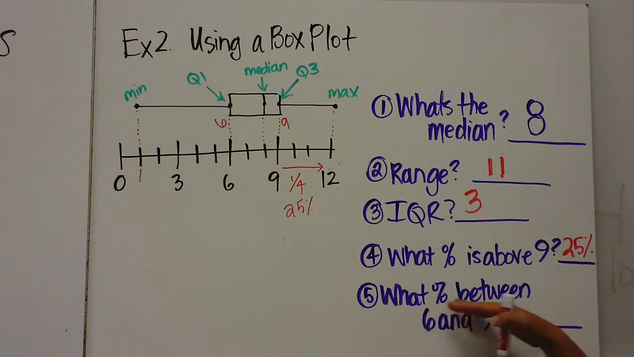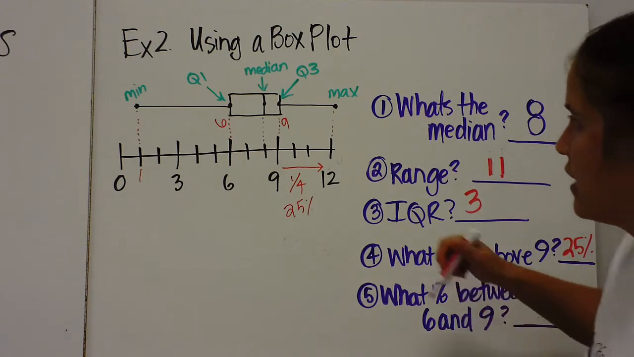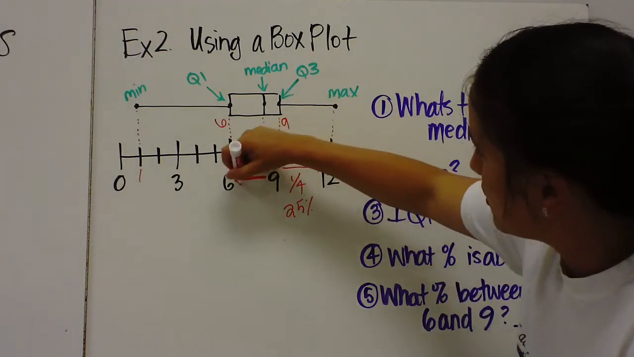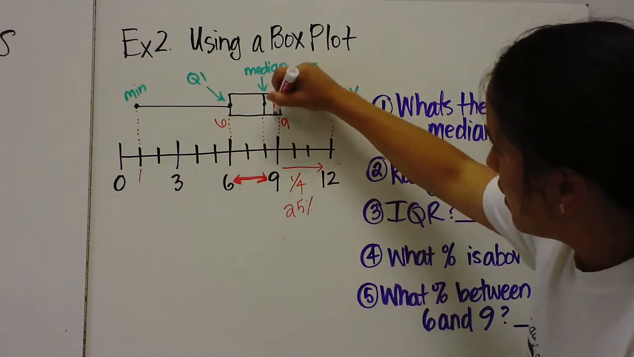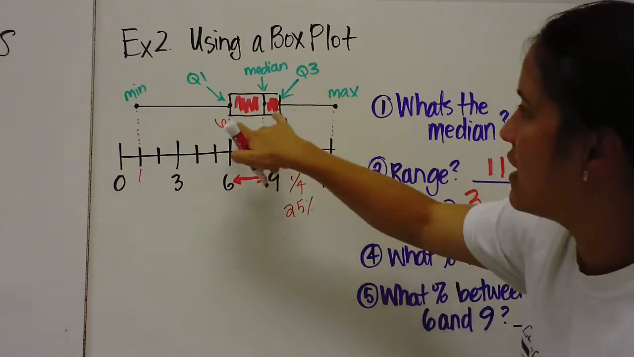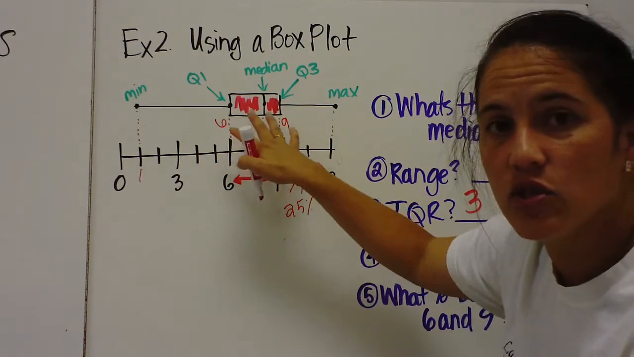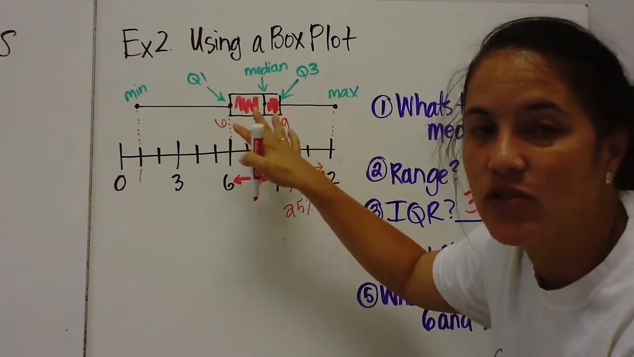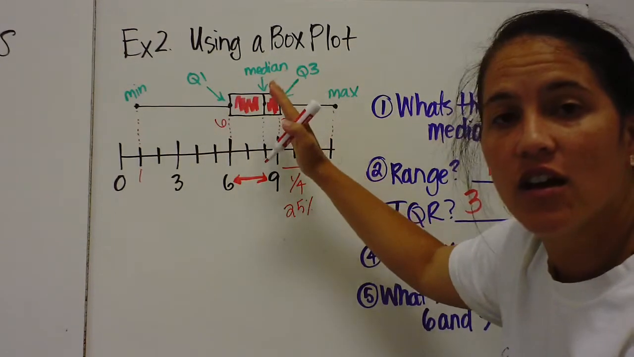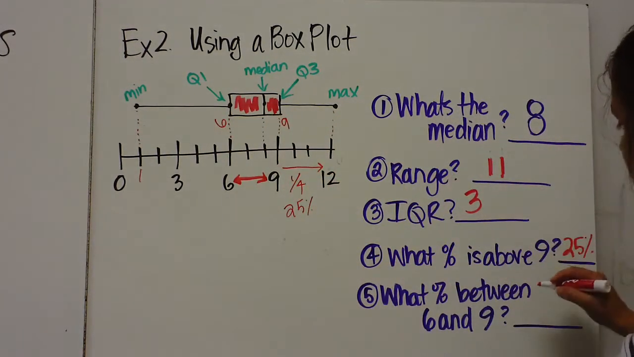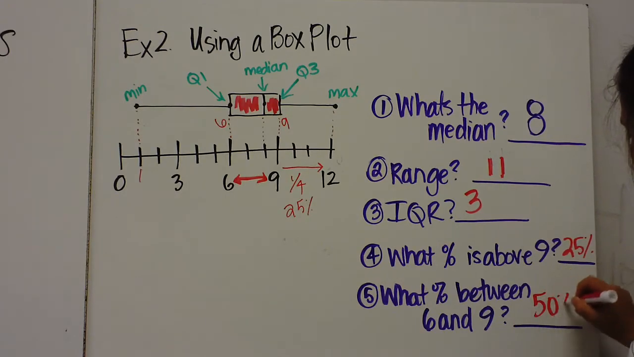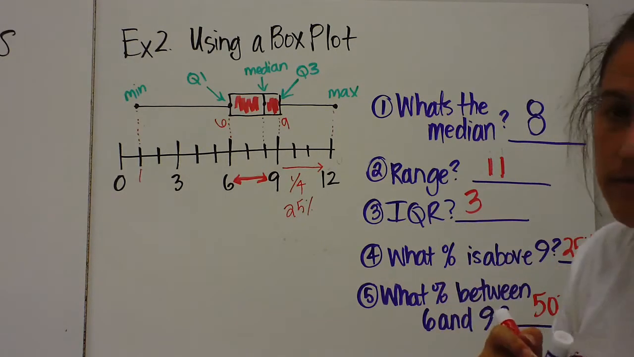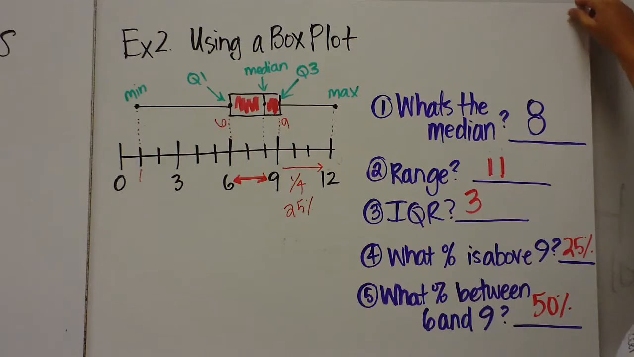The last question is, what percent is between 6 and 9? So we know between 6 and 9 is right here. And that is 2 sections, so 2/4, 2 out of 4 sections. And we also know that that's the interquartile range. And so that would be 50% of the data, 50%.